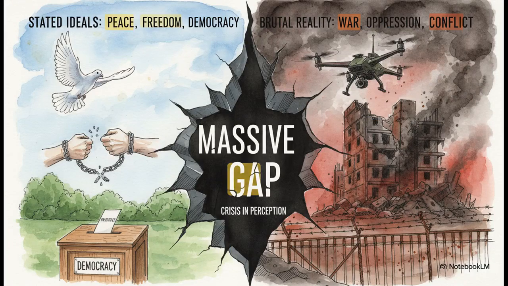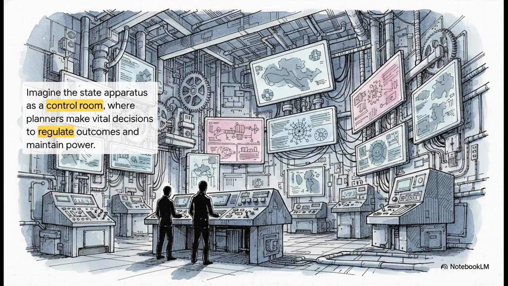At the heart of the book, there's this central puzzle, the huge, glaring gap between a nation's stated ideals, things like peace, freedom, democracy, and the often brutal reality of its actual foreign policy. This contradiction creates what we call a crisis in perception, where the official story just doesn't add up when you look at the facts on the ground. To really get our heads around how this system works, we're going to use a single visual metaphor for this whole explainer, a control room. Just imagine the state's decision-making apparatus as a complex control room, one that's designed to regulate very specific inputs to generate very specific outputs, all to achieve its goals.